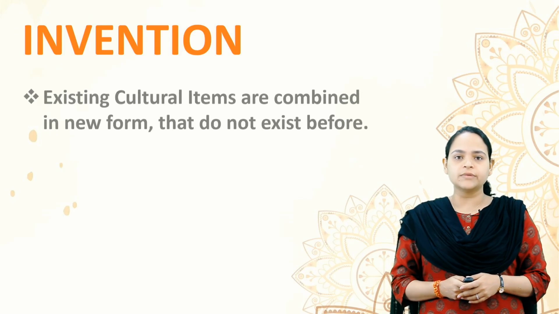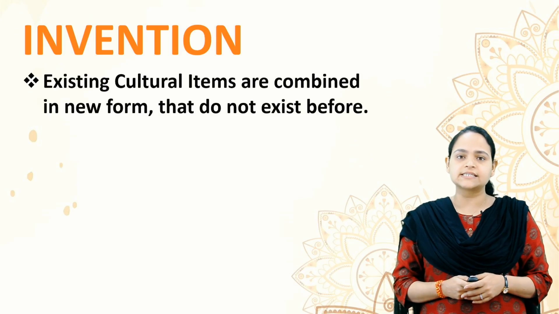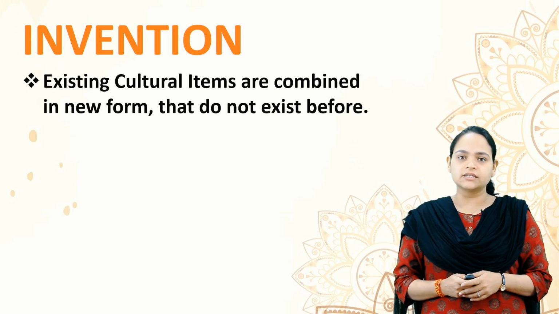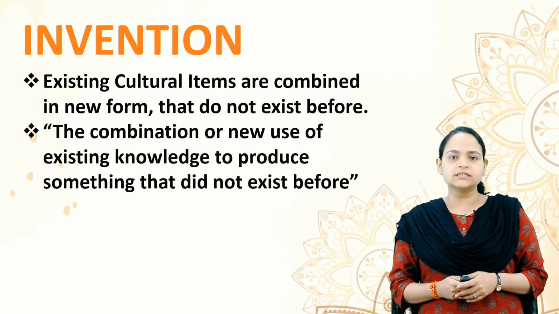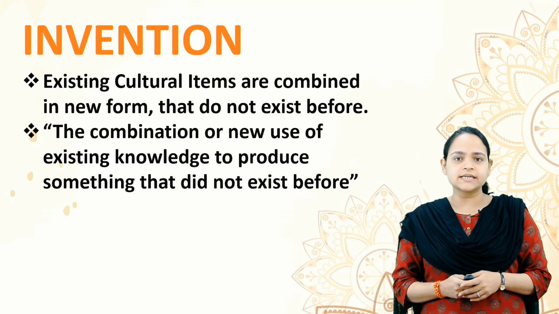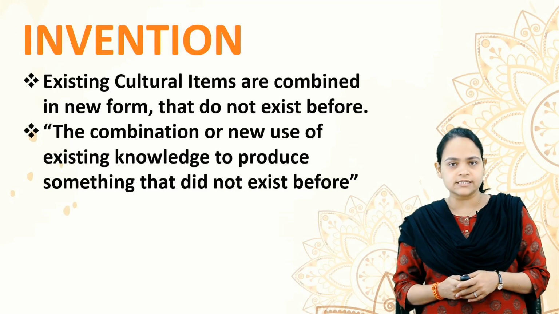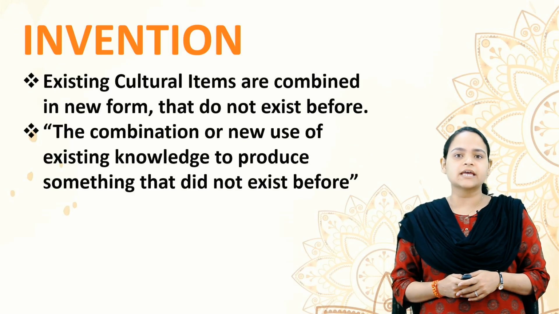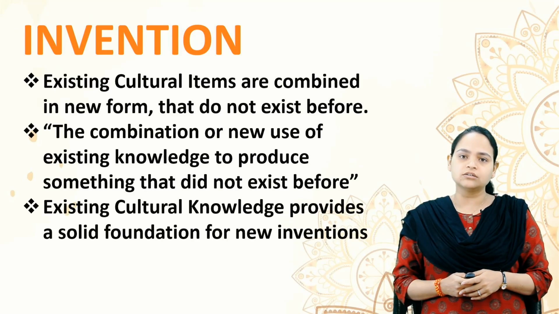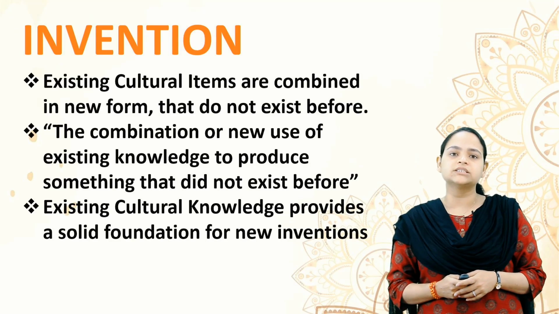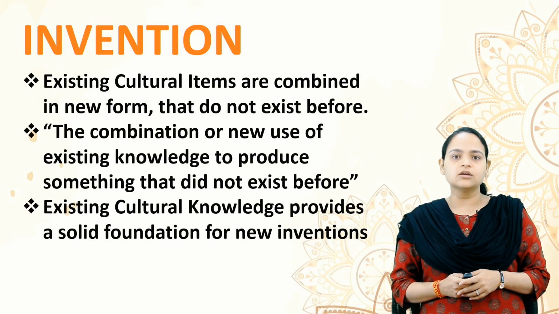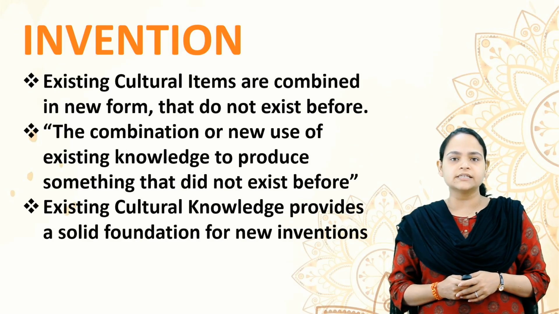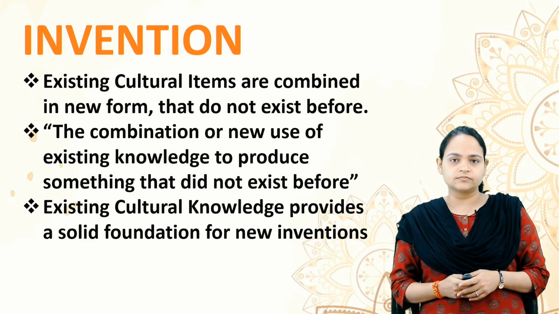The other process is invention. Invention refers to a new combination of or a new use of existing knowledge. Robertson defines invention as the combination or new use of existing knowledge to produce something that did not exist before. It can be stated that the more inventions a culture possesses, the more rapidly further inventions can be created. Existing cultural knowledge within a society provides a solid foundation for new inventions. Ogburn has listed 150 inventions that were made almost simultaneously by different scientists in the same or similar cultures.